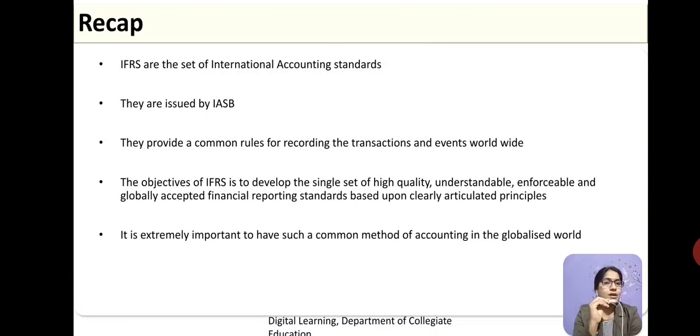The objective of IFRS is to develop a single set of high quality, understandable, enforceable, and globally accepted financial reporting standards based upon clearly articulated principles. Then again, it is extremely important to have a common accounting standard in a globalized world. As we are living in a globalized world, as the branches of the companies are across the countries, it's important that each branch in a different country follows the common set of standards. That's why IFRS is more relevant in today's world.